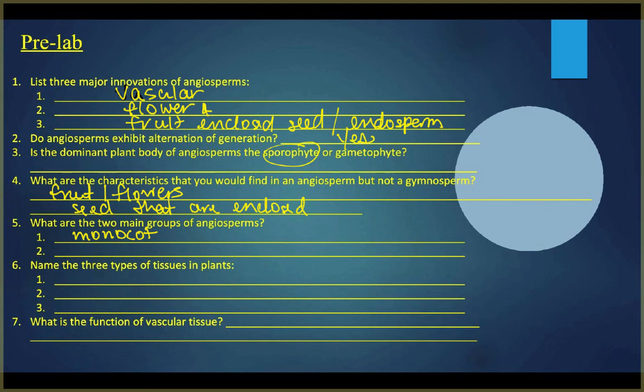And then you have the dicot, or the eudicot. And remember, the eudicot, or dicot, right? EUDICOT, that it's two cotyledons.